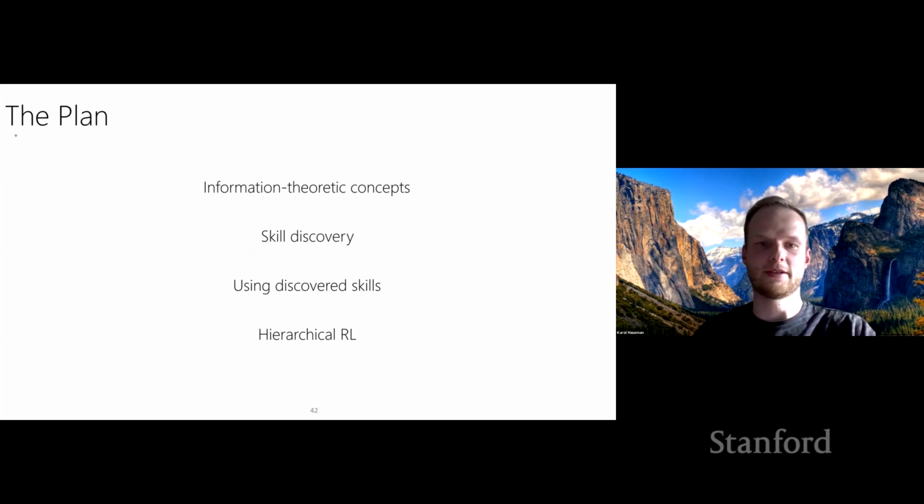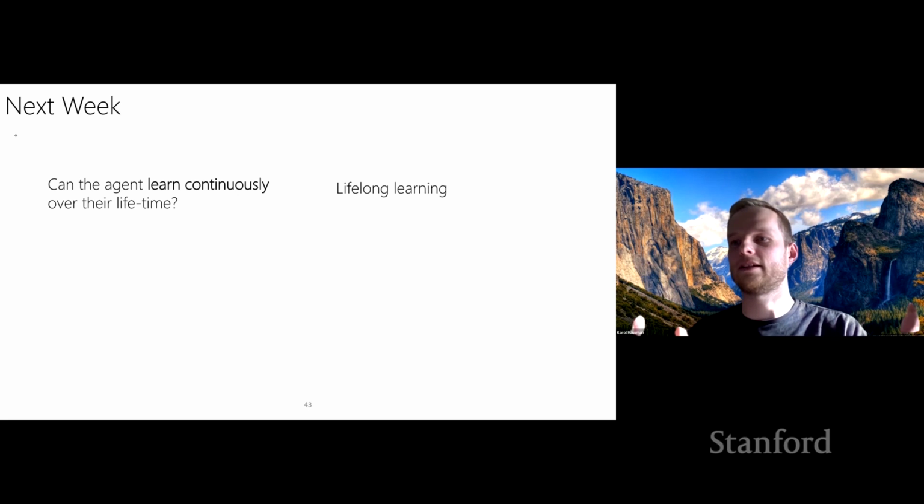Right, so we're out of time. So we discussed today information theoretic concepts. We talked a little bit about skill discovery algorithms, how we can use these skills, and then how we can apply similar concepts in a hierarchical RL scenario. And next week, we'll talk about, sorry, not next week, but on Wednesday, we'll talk about agents that can learn continuously over their lifetime. And this is it. Are there any questions?